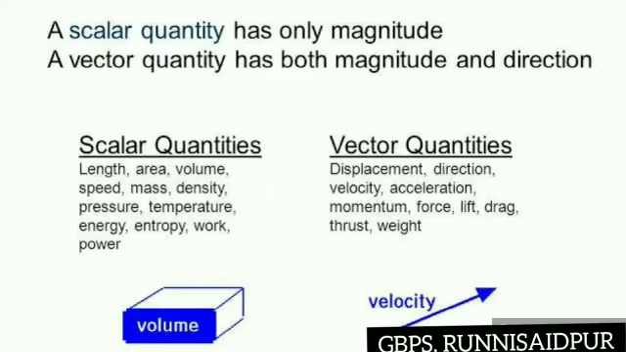A quantity that has magnitude as well as direction is called a vector quantity. Examples: velocity, displacement, acceleration. And a quantity which has only magnitude but no direction is called a scalar quantity, such as mass.